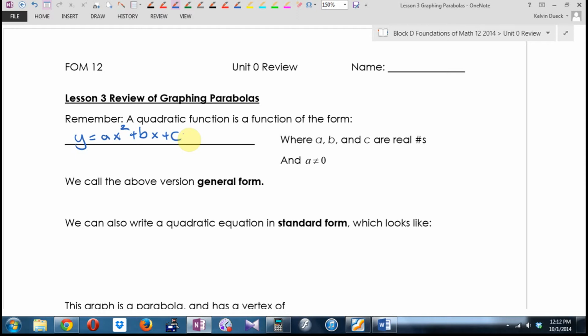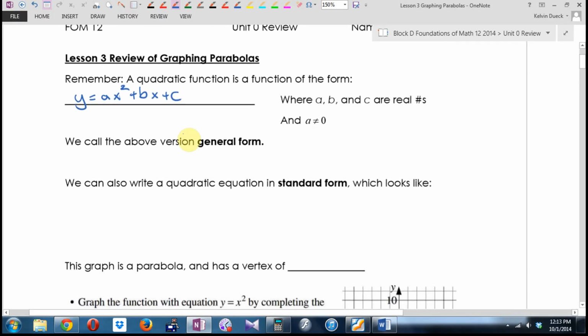Oh, I had to add some conditions. I had to say that a, b, and c have to be real numbers, nothing funky or strange. And I said a can't be 0. What would happen to the x squared term if a was 0? It would vanish, and now it's not a quadratic. You're not going to get a parabola. It's going to be a straight line. So I do have to be fussy, and I just, as a nerd, mentioned that.